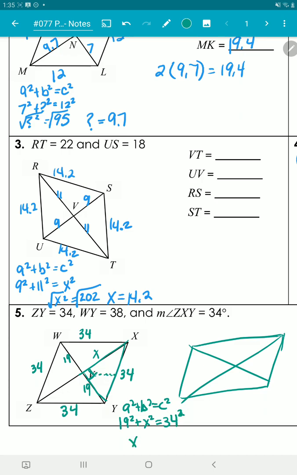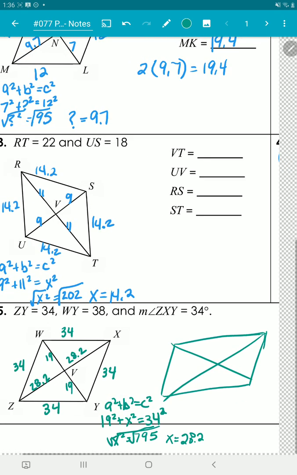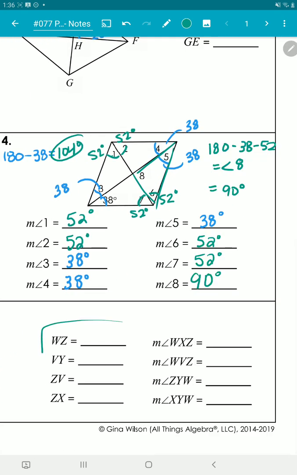Okay, so if we go ahead and solve for X squared, so we do the 34 squared minus 19 squared, we're going to get 795, which if we take the square root of both of them, we're going to get that X is about 28.2. So now that we've solved for that, we can go ahead and say that each of these little halves here are 28.2. Okay, so go ahead and use that to fill in the sides here.